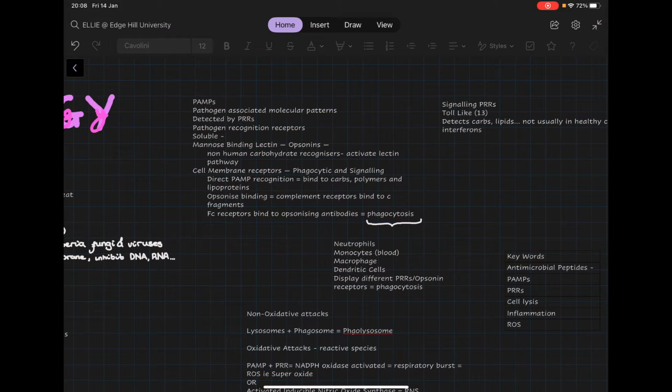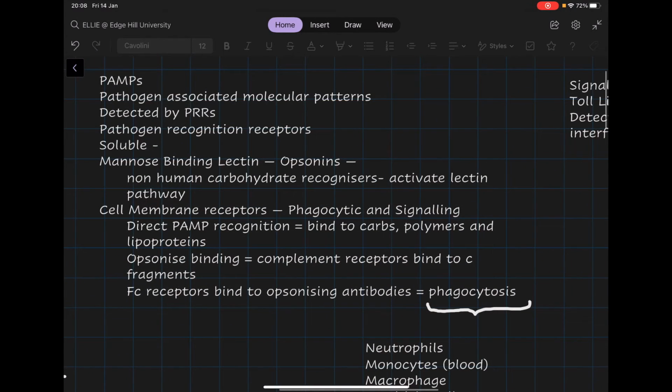So there are three main types of PRRs. There are soluble PRRs, an example being mannose binding lectin, which allows for opsonization. These recognise non-human carbohydrates on the cell membrane, and they then activate the lectin pathway.